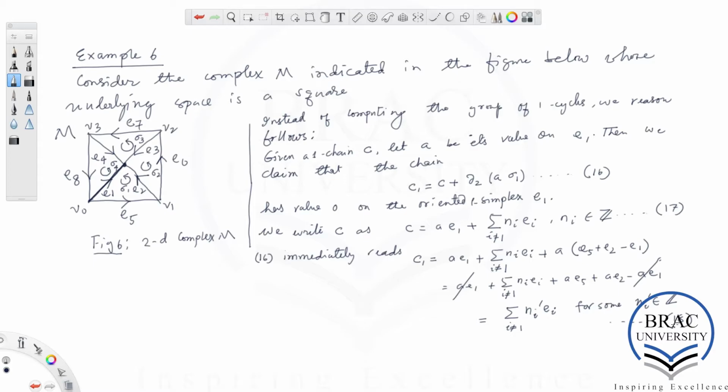Since in this summation i is not equal to 1, it means that the value of C1 on E1 is 0. The value of C1 on E1 is 0.